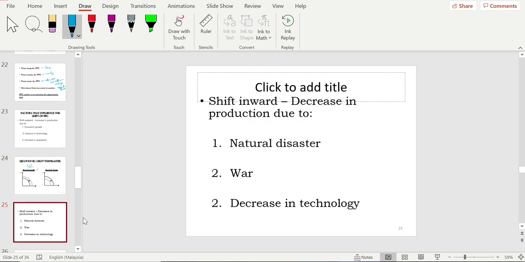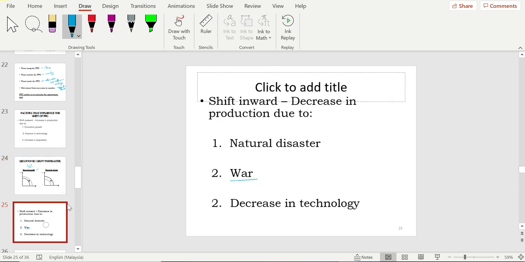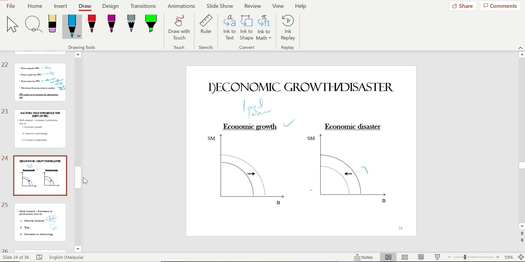And then if you have war, kalau ada peperangan also lah, kita consider sebagai salah satu reason akan menyebabkan our PPC changes. What do you expect? If we have war, adakah PPC kita akan shift out ataupun shift in? We'll shift in, right? Bila ada war ni, in terms of our factors of production, land, labour, capital, entrepreneur tu, semua akan rosak. Labour akan meninggal, capital rosak, entrepreneur pun akan meninggal. So, most of our resources akan destroyed. So, that is what happened. We will see this happen.